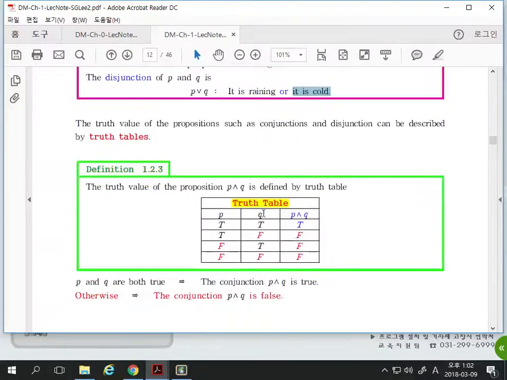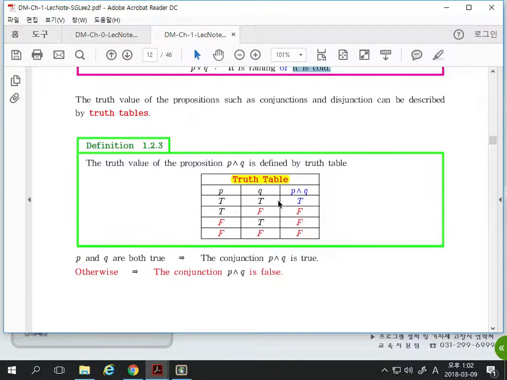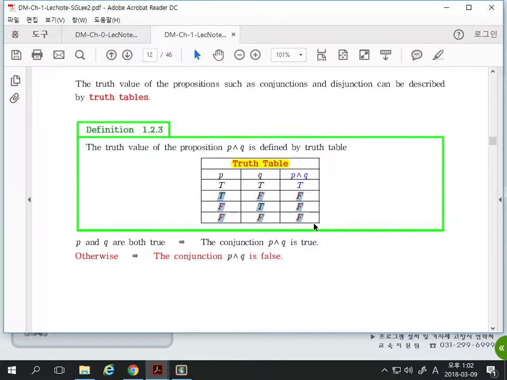This is the truth table that you already know well. The truth table of conjunction of P and Q is this: T, F, F, F. If one of these P or Q is false, then the conjunction is false.